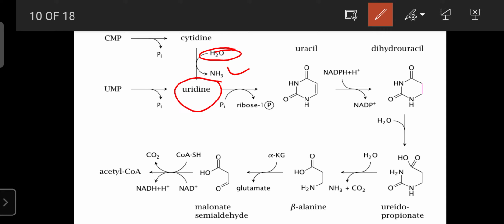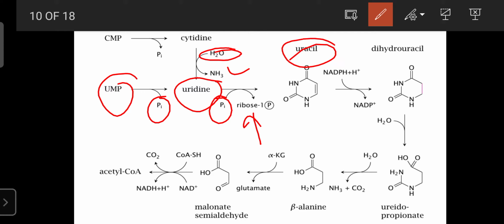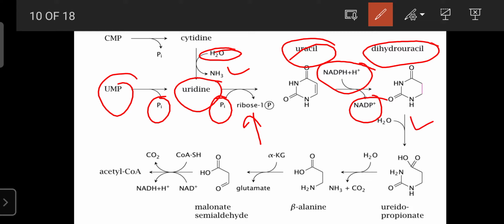On the other side, uridine monophosphate also undergoes dephosphorylation, releasing the phosphate group, and becomes uridine. And further, uridine can undergo phosphorolysis and lose ribose 1-phosphate, and it becomes uracil. So uracil, in the presence of NADPH plus H, forms NADP, and becomes dihydrouracil. Further addition of water then forms ureidopropionate.